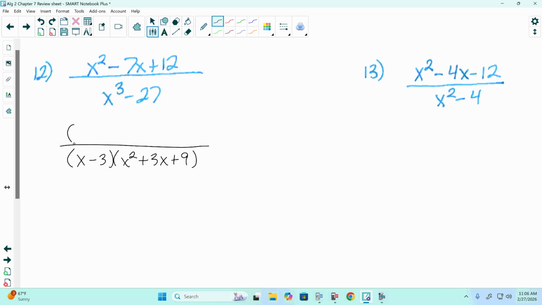Now the numerator, x squared minus 7x plus 12. There is no greatest common factor between x squared, 7x, and 12. 12 doesn't have a variable. X squared doesn't have a number in front of it. The third term is positive. If the third term is positive, the signs are the same and match the sign of the middle term. If the third term is negative, the signs are opposite. So here the signs are going to be the same, and they're both going to be minus.